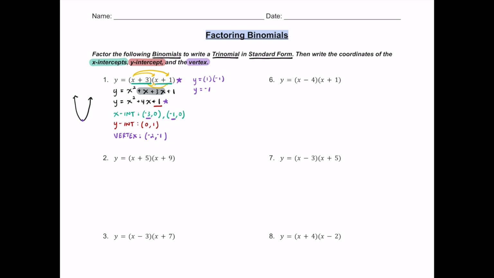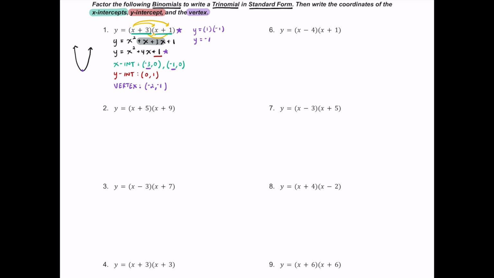Okay, so this would be the vertex as well as the y-intercept as well as the x-intercepts for this parabola. All right, let's check out number 2. So for number 2, we're going to do something very similar. So we'll go ahead and take this, and let's go ahead and distribute.